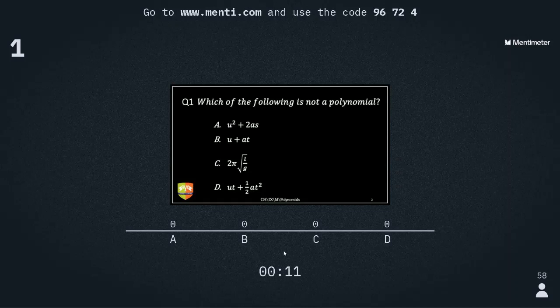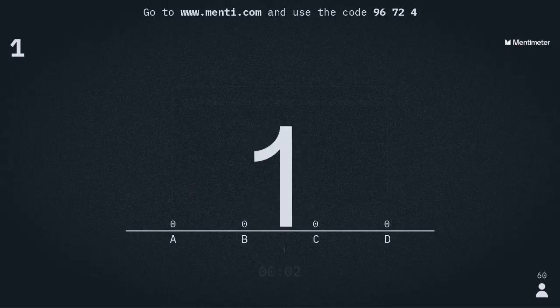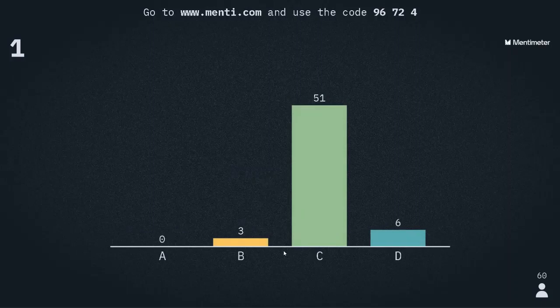2 pi root of L by g of a pendulum? What is that? Time period of the pendulum. You know this equation was found out by whom? Any idea? It was given by a very famous person who invented the telescope. Who was that guy? Galileo Galilei.